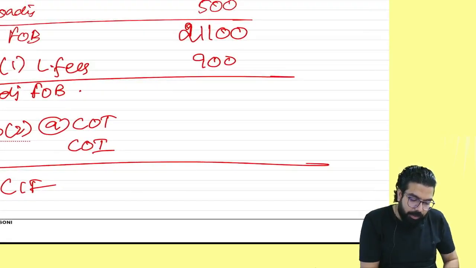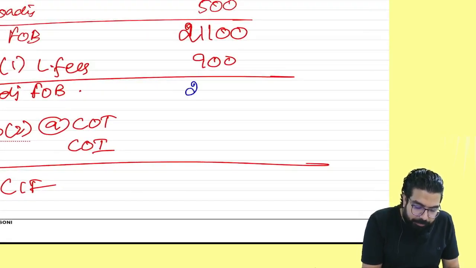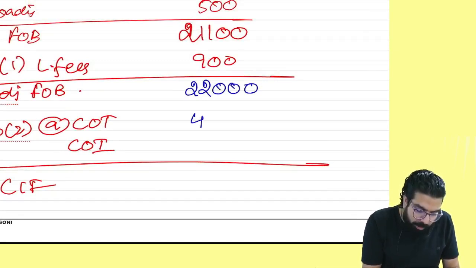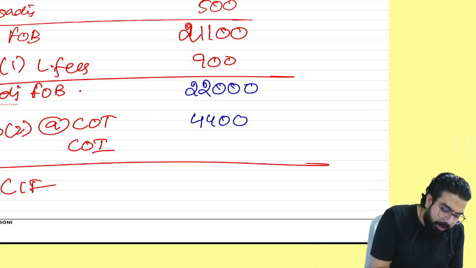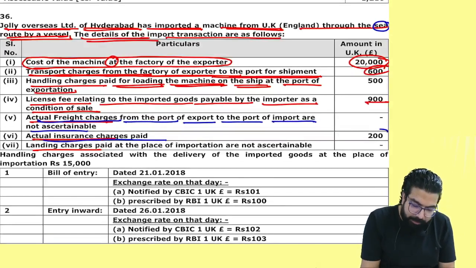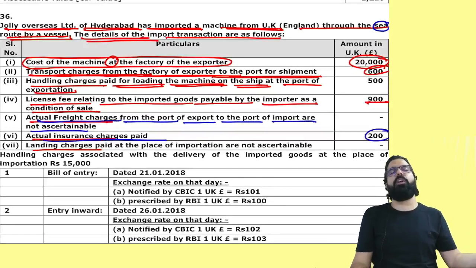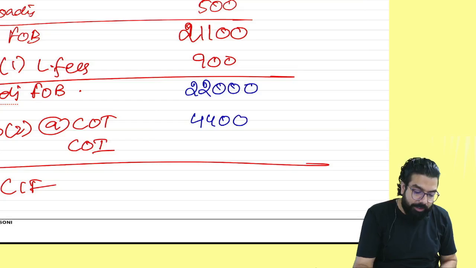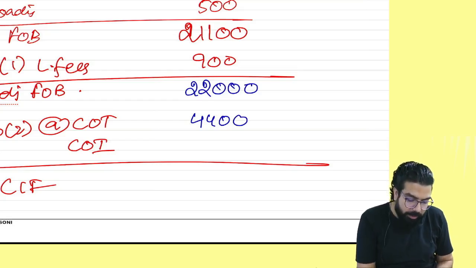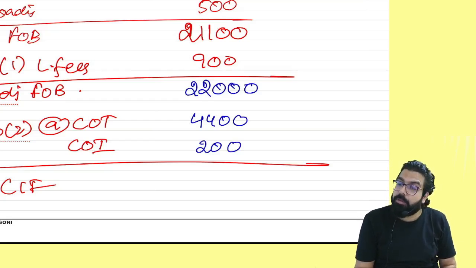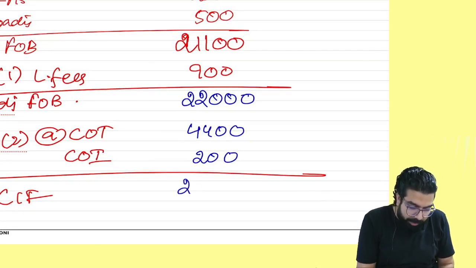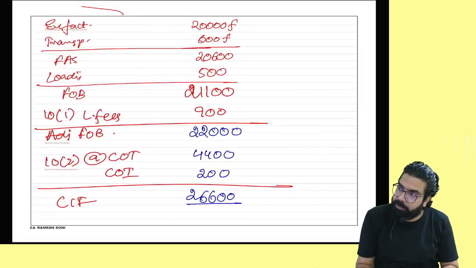C. What will you take, everyone? Adjusted FOB ka how much? How much is adjusted FOB? 22,000. 20% is how much? 4,400. Is my point clear till here? Tell me cost of insurance. Actual is given. Will you take 1.125% or actual? How much is actual? 200. Can you tell me the CIF? 26,600. Correct? Simple it is.